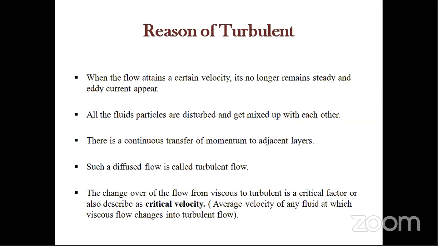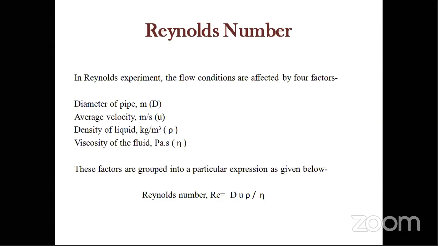So by this process, for this reason, we can get two types of flow: laminar and turbulent flow. And the range is calculated by Reynolds. That's why we can justify the flow properties. So now Reynolds' experiment is defined by another process, called the Reynolds number. These flow conditions are affected by four factors.